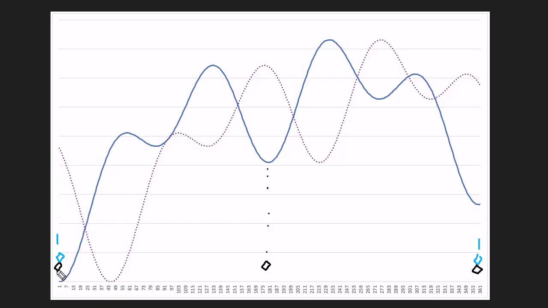Then we have our shortest cycle, which has a trough over here. It has a trough over here. Of course, it has a synchronous trough with the black cycle. It has a trough here, and of course, another synchronous trough over here. You can see the pink cycle troughs here in the data.